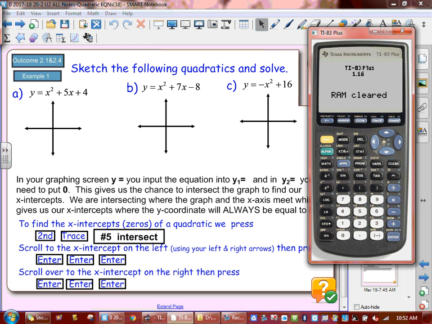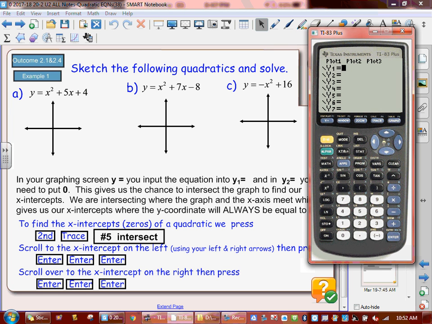And when we graph them, we go to our y equals. Our y equals is our graphing screen. Okay? So we're going to type in x squared. Your x is beside the alpha button or under the mode button up at the top here. The squared sign is on the left of the comma. So x squared plus 5x plus 4.